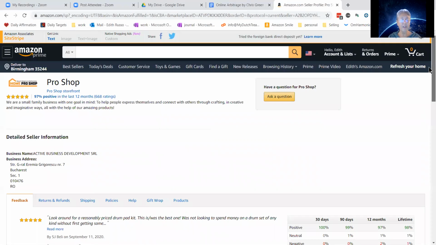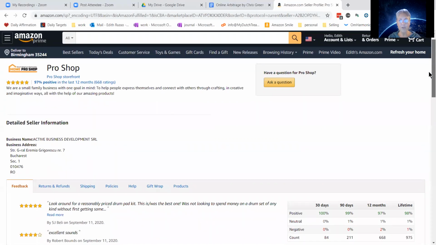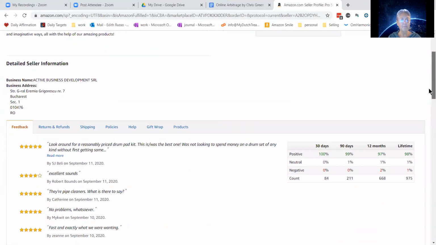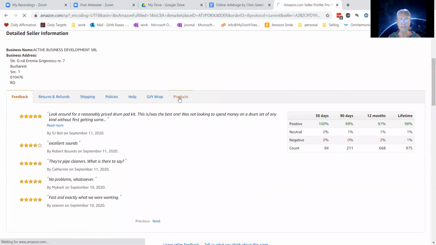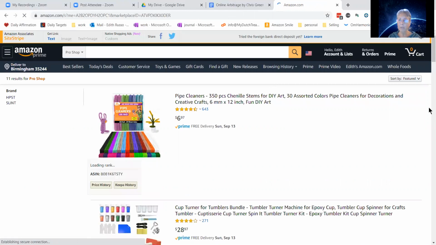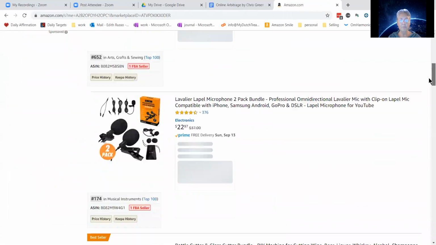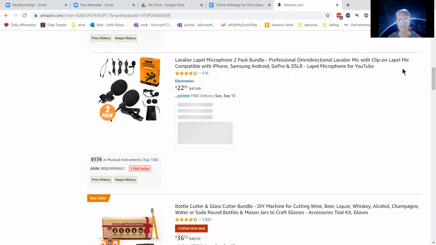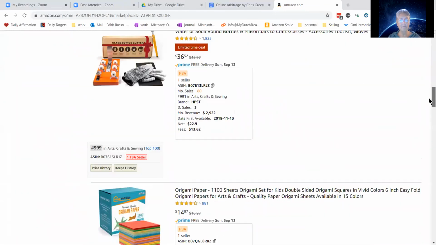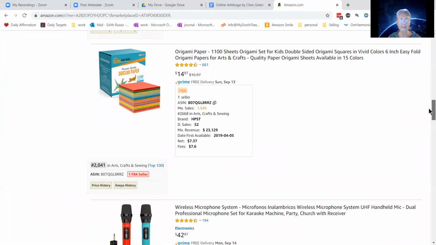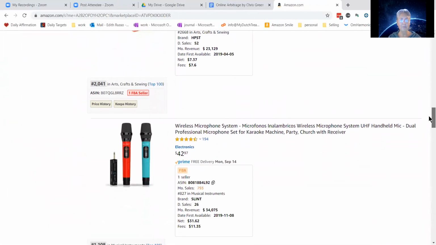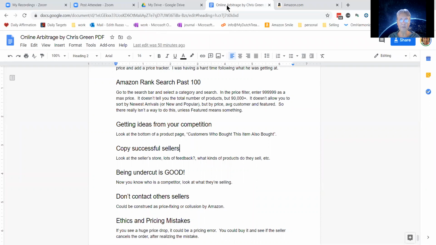So if this is a seller that you want to emulate, go to their storefront and take a look at their products that are in their store. And those are probably products that you can try and see if you can source also. They're the only FBA seller on this one, assuming that they are the FBA seller. So they find some really good products, and it's in the top 100 of arts, crafts, and sewing. So that was another great tip that Chris Green gave.